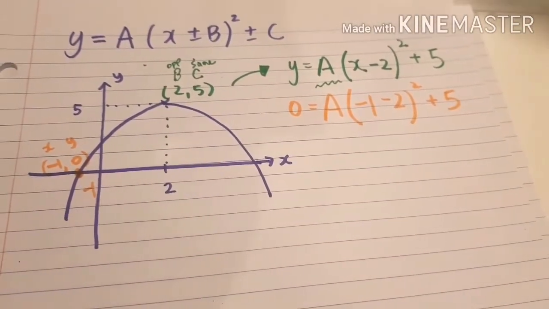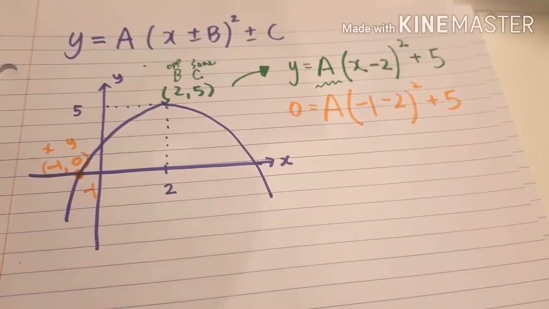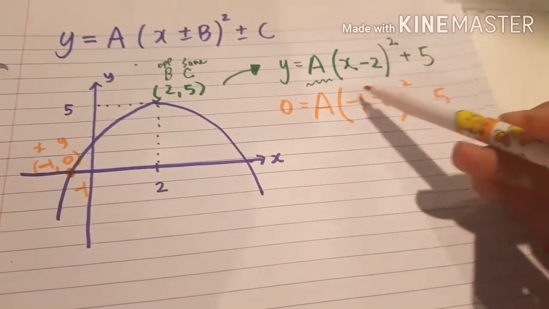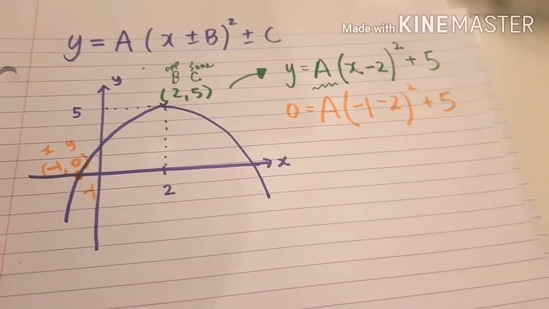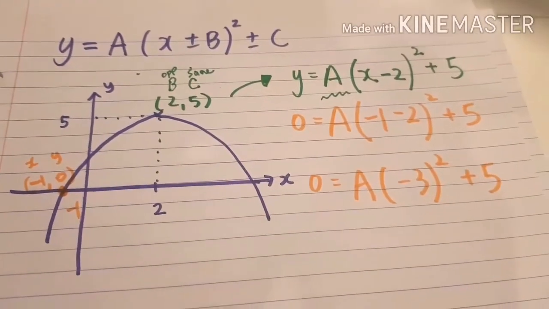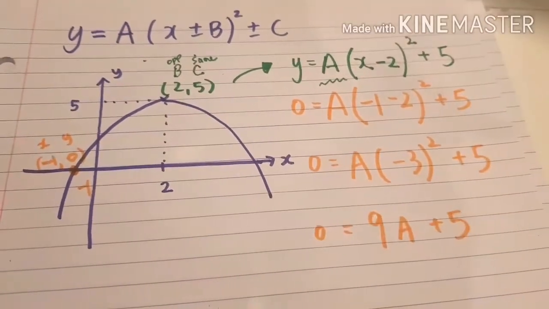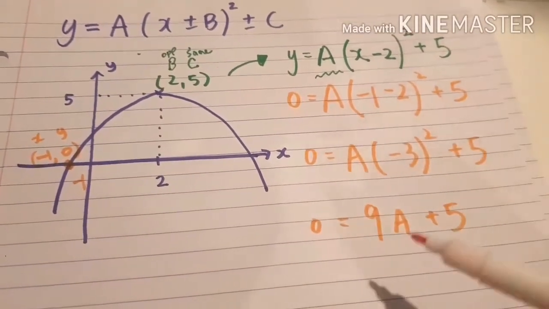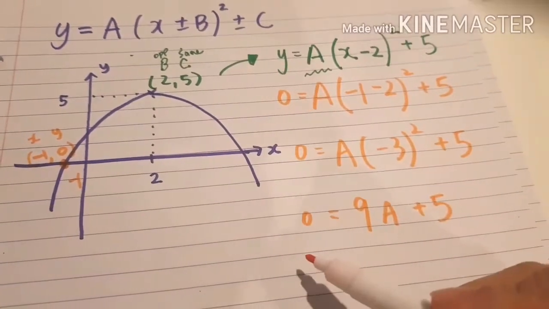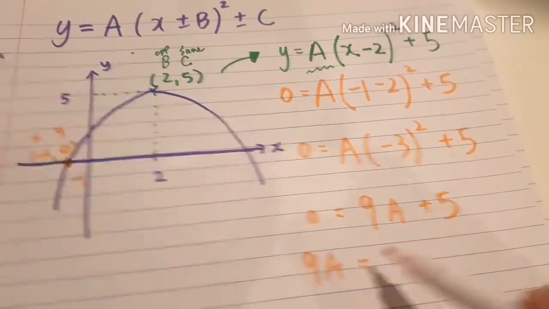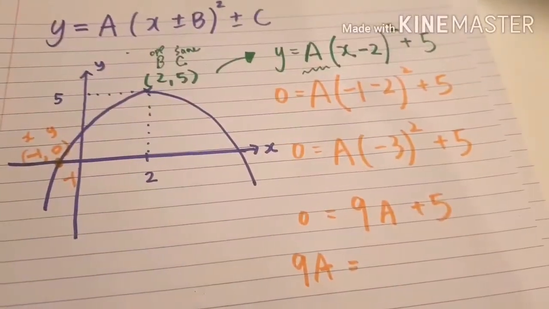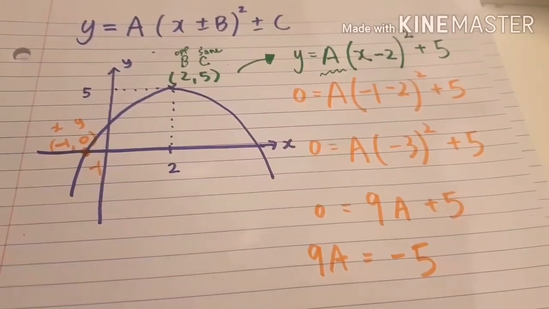Right, all I need to do is calculate and solve the value for A. So inside the bracket, -1 minus 2. That's right, it's going to be -3. -3 squared would be, right, 9A, right? Okay, in order to isolate A, 9A should equal, I'm going to send it away, it's going to be -5, great.